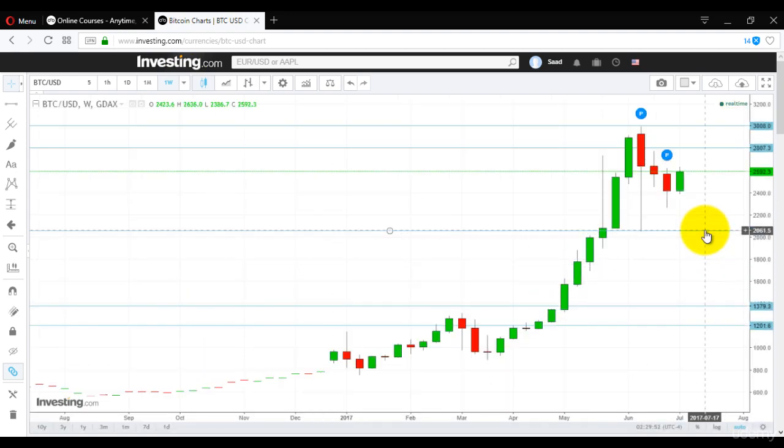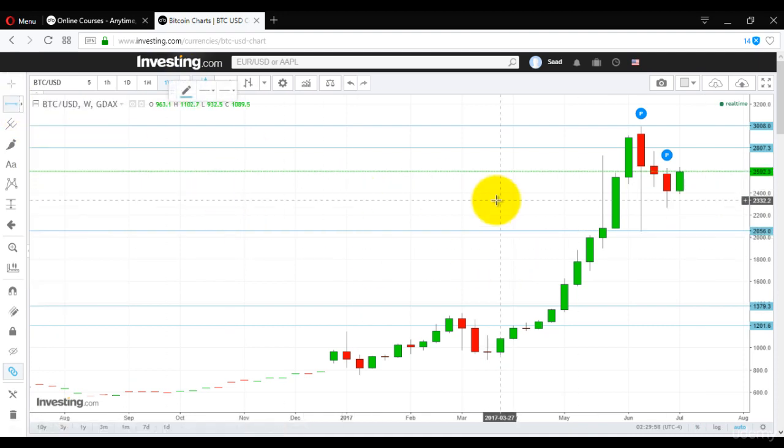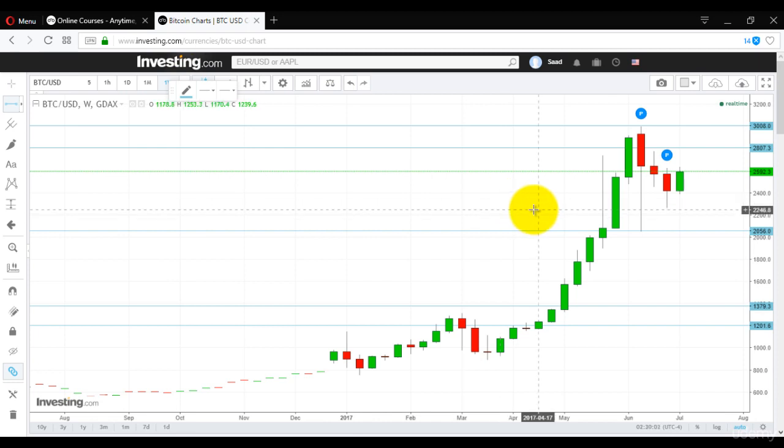Now let's convert this chart to the weekly chart. All these blue lines are from the monthly chart. Now let us make a horizontal line on the weekly chart on the basis of the weekly chart, in red color.